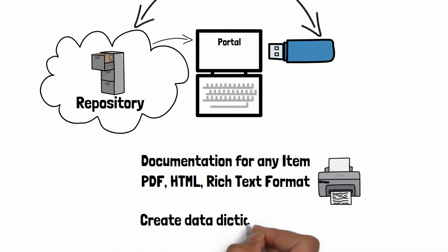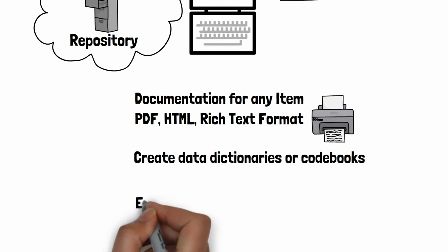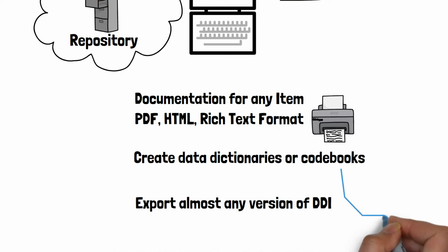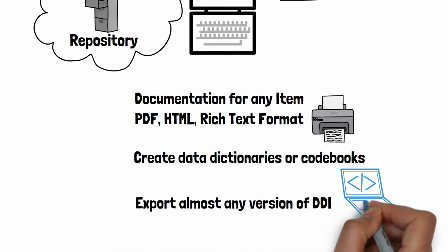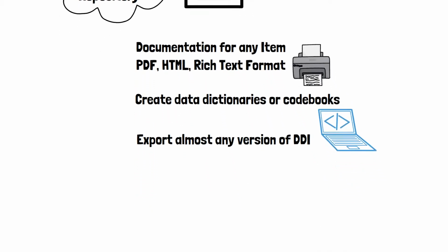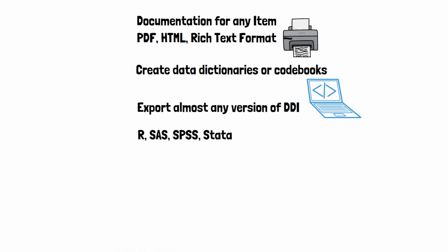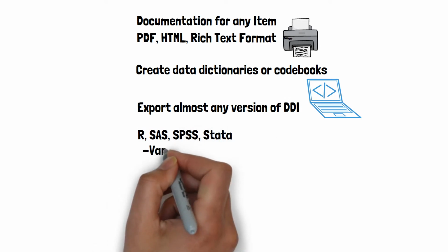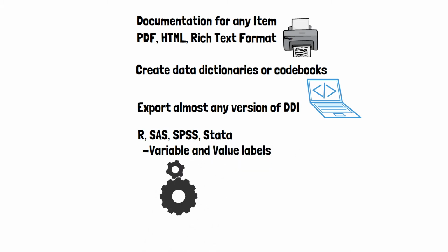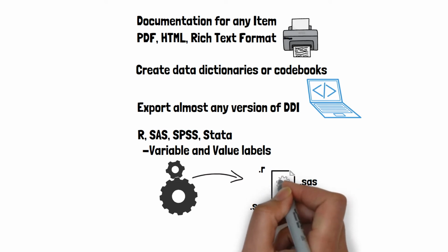You can create data dictionaries or codebooks for datasets or studies. With Colectica being built on DDI Lifecycle, you can export almost any version of DDI as an easy way to work with its XML open data format. For statistical software packages such as R, SAS, SPSS, and Stata, after importing the data, you can easily assign or update variable and value labels, then generate statistical source code files with that updated information embedded.